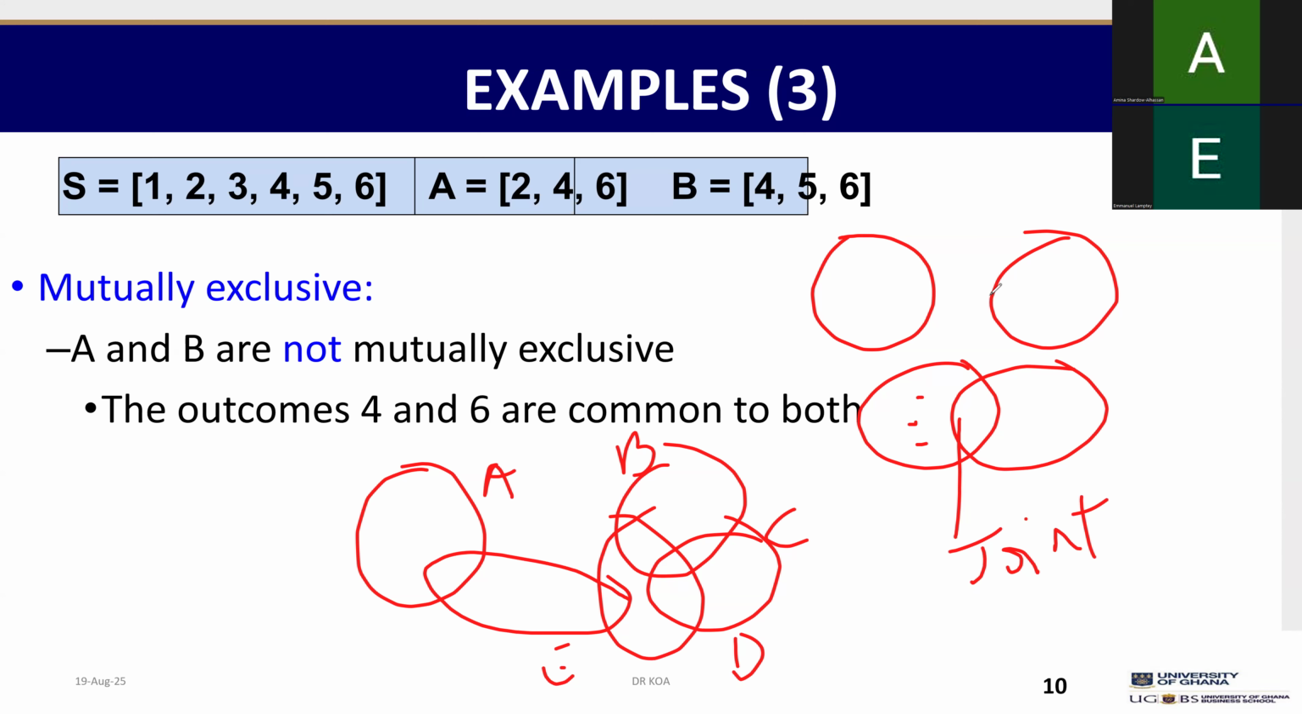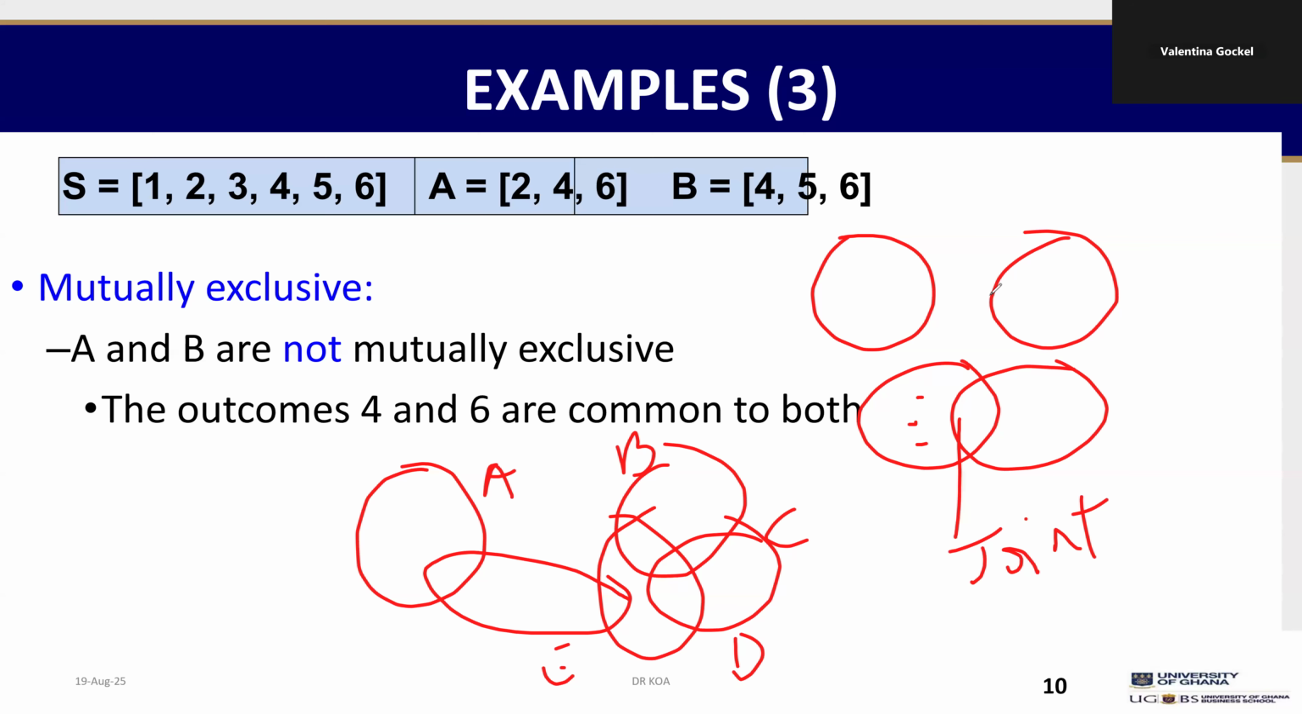So now I come to D and E. Are they mutually exclusive or not mutually exclusive, Emmanuel? They are not. How about C and D? Are they mutually exclusive or not, Valentina? They are not mutually exclusive. Good. So they are not mutually exclusive because they have an intersection.